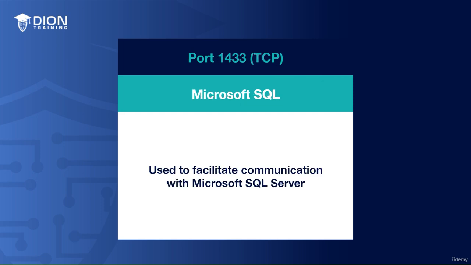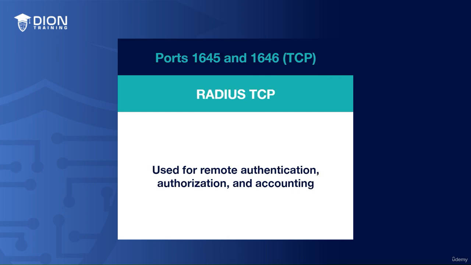Next, we have port 1433. Port 1433 is used for Microsoft SQL to facilitate communication with our Microsoft SQL server, and it operates over port 1433 using a TCP connection. Next, we have ports 1645 and 1646. Now, ports 1645 and 1646 are used for Radius using the TCP version of Radius, and Radius is a protocol for remote authentication, authorization, and accounting that operates over ports 1645 and 1646 using a TCP connection.